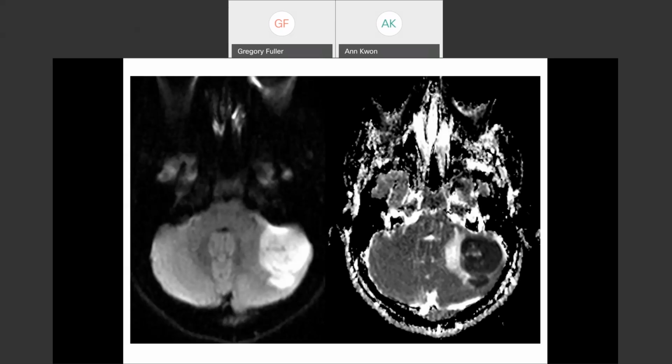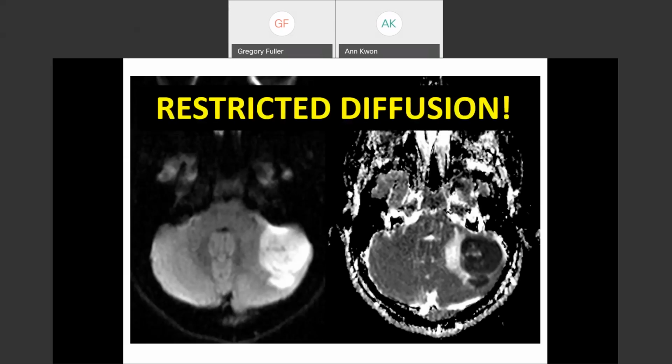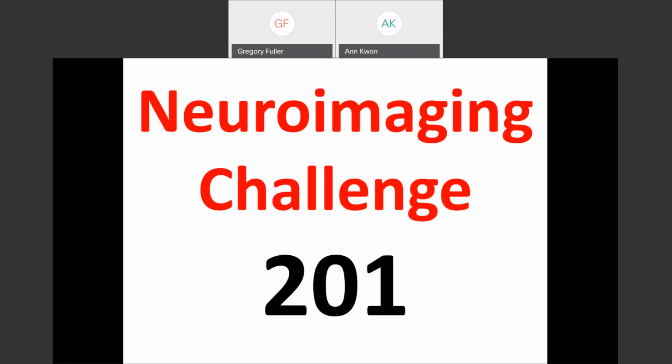And this is not subtle. This is not subtle, little patchy restricted diffusion. This is in your face medulloblastoma. It is perfect for that. All right, so axial diffusion weighted image, or DWI, on the left, axial apparent diffusion coefficient, ADC map, on the right. This is 4+ restricted diffusion. Think small round blue cell tumor. It is clearly a mass.